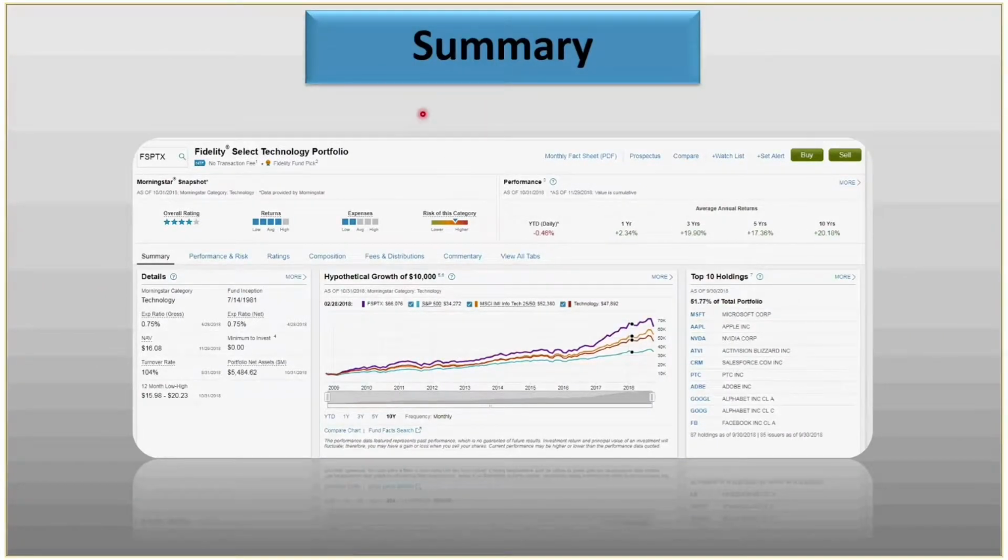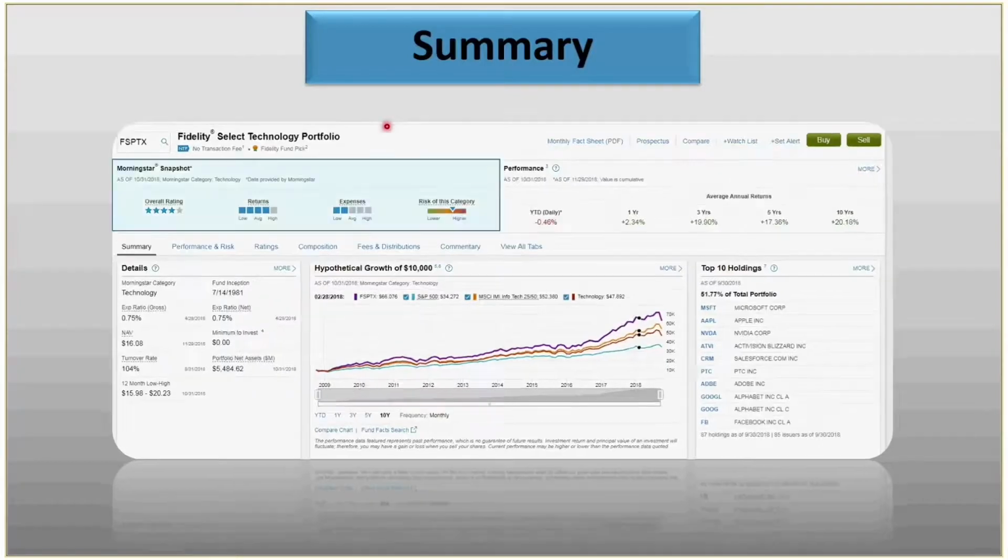When we look at the Fidelity website and type in our quote, we'll get a page that looks just like this. The first thing that you'll notice is the Morningstar snapshot. This is going to give you a quick overview of this mutual fund. We have the overall rating, return, expense, and then risk on this category. And with really any financial institution, they'll all use Morningstar for their ranking, so it's very common throughout the financial institutions.